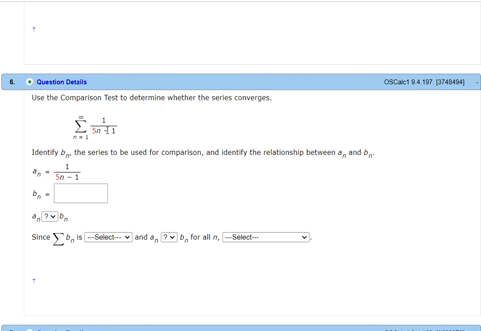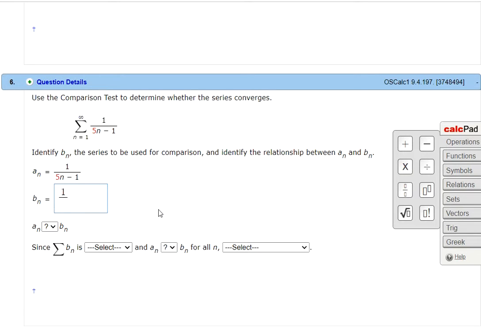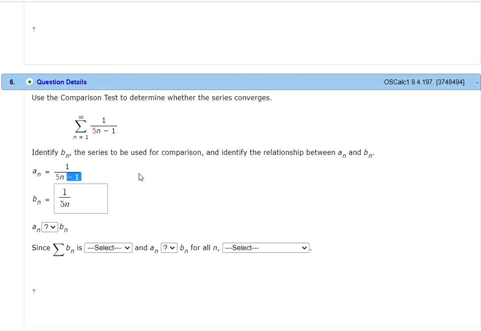So we're looking for some sort of series for b sub n to compare it to. Technically there should be an infinite number of different answers for b sub n, because there are lots of different series we can compare it to. But the one they want you to use is the one that makes the most sense. It's 1 over 5n, because we know a sub n is always going to be just a little bit greater than b sub n because of this minus 1 portion.